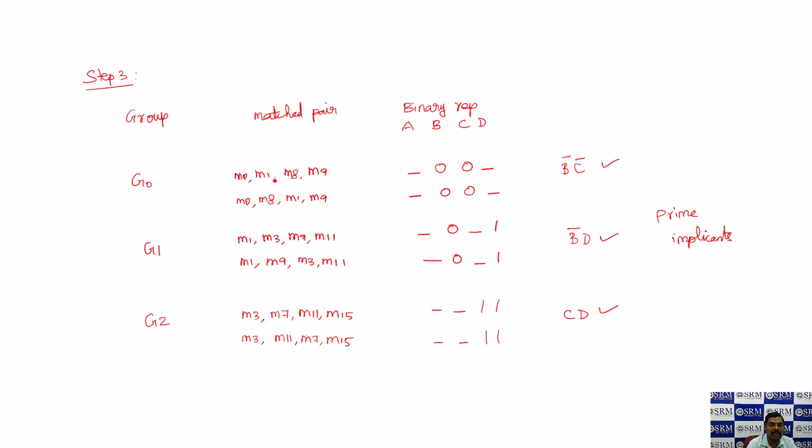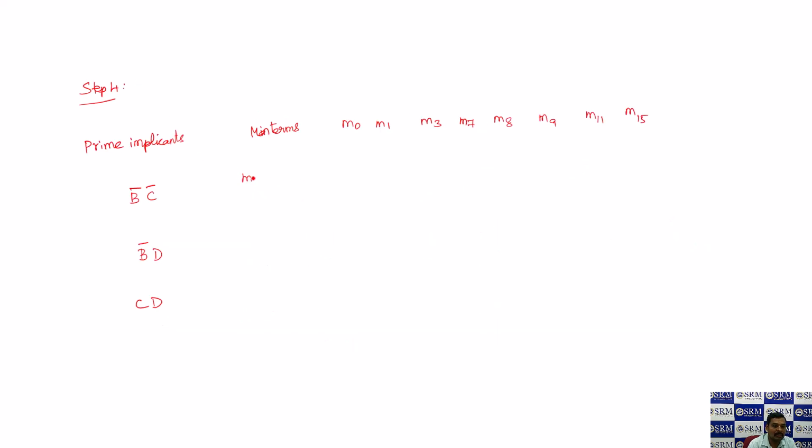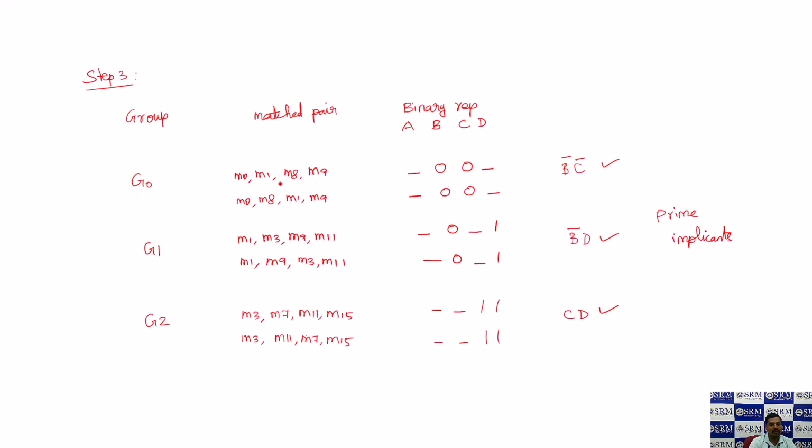M0, M1, M8 and M9. You can write it either way, both are the same: M0, M1, M8, M9, or M0, M8, M1, M9. Both are right, and both give the same minterms.